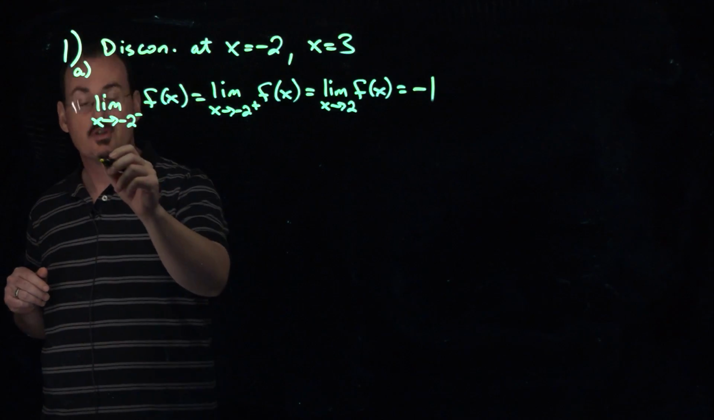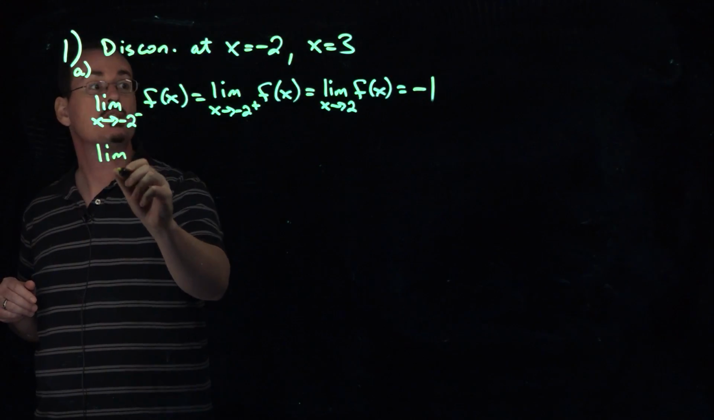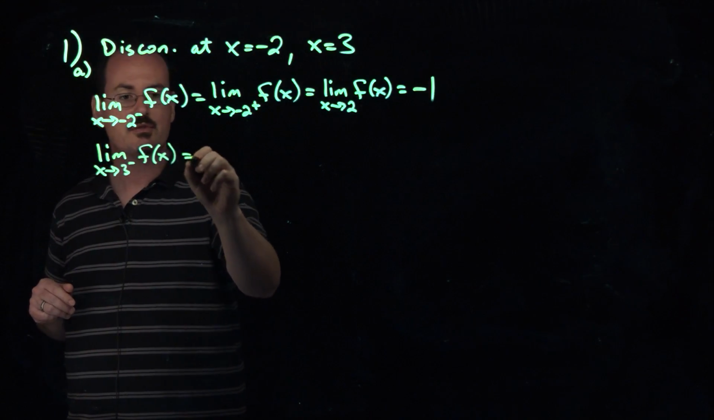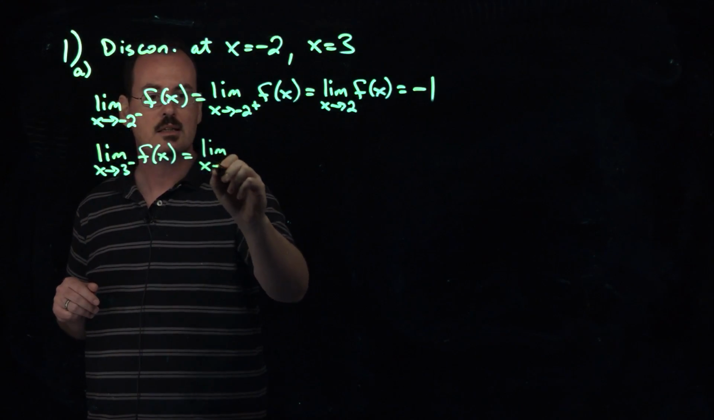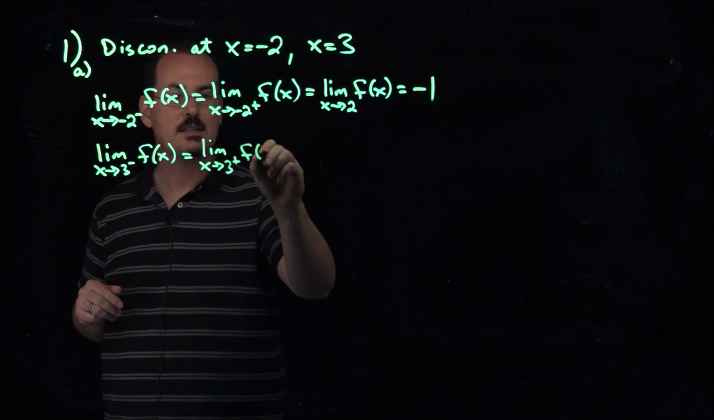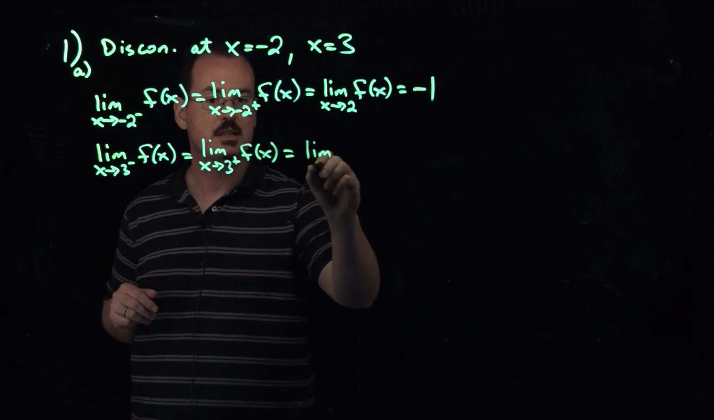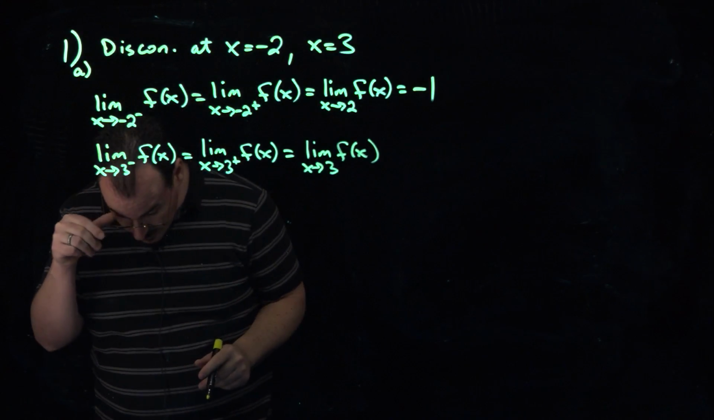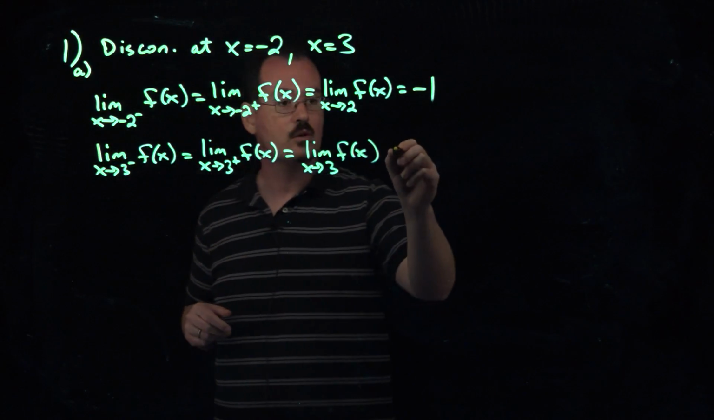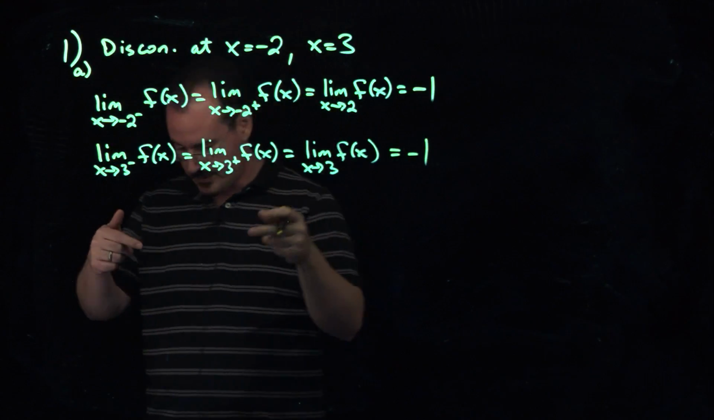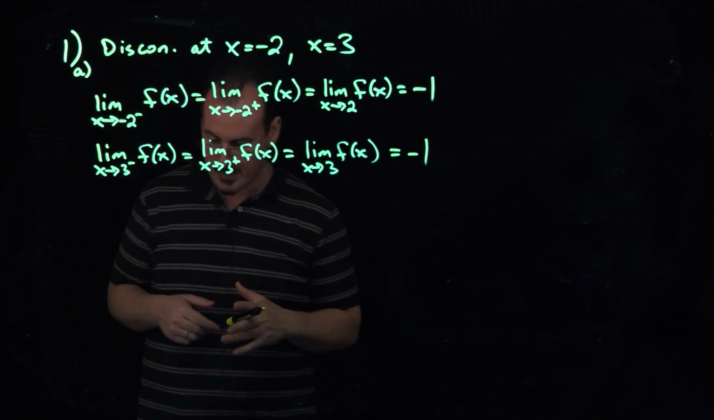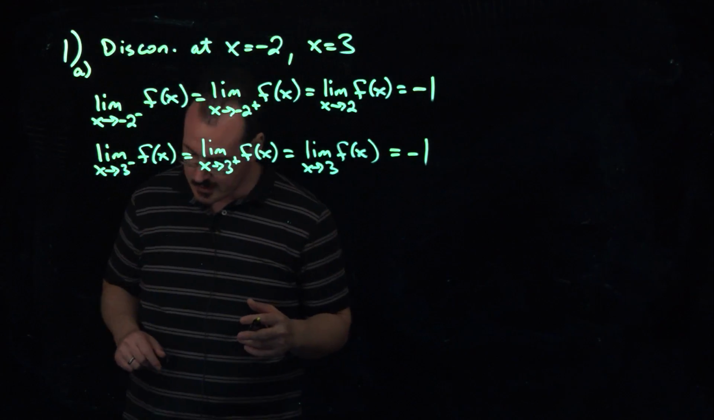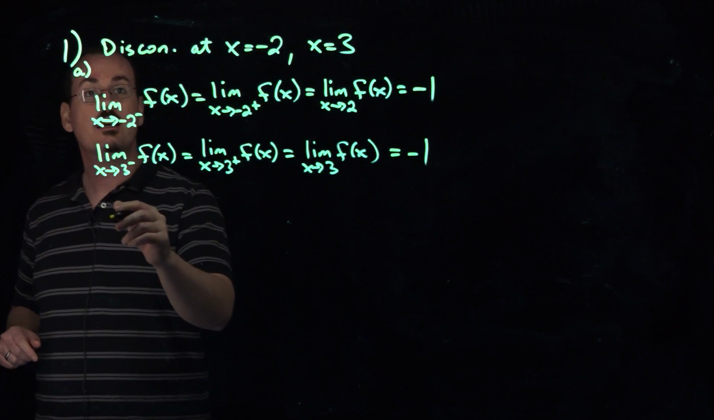For the other one, the limit as we approach 3 from the left is the same as if we approach 3 from the right, so it's kind of the same idea. And then that's going to be the same as the limit itself, without the plus or the minus on it. So they're all the same, and in this case they're all also -1. You see that's where the hole in the graph is. If we approach from the left and from the right, they approach that hole. That hole has a value of -1.